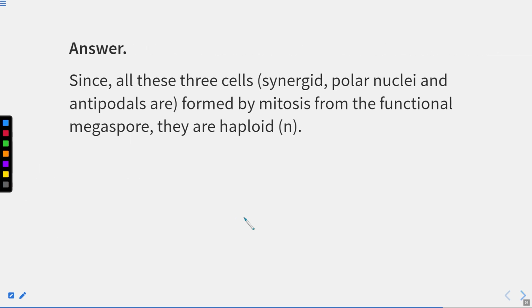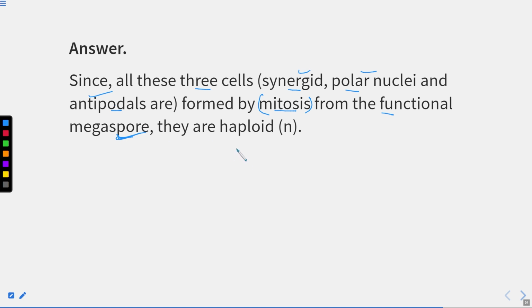Okay, this is clear. Now, all the three cells, synergid, polar nuclei and the antipodals, are formed by mitosis from the functional megaspore. I've already explained this. There is only one megaspore. Initially there are 4 megaspore cells, 3 degenerate and 1 megaspore undergoes 3 mitotic divisions to form the embryo sac, which is 8 nucleated. So all these three cells are haploid.